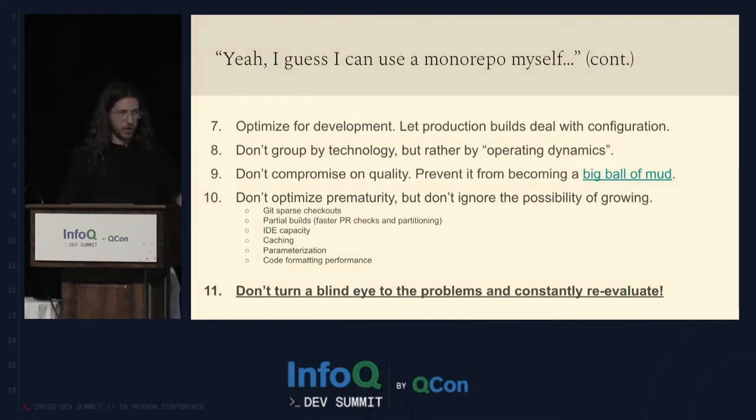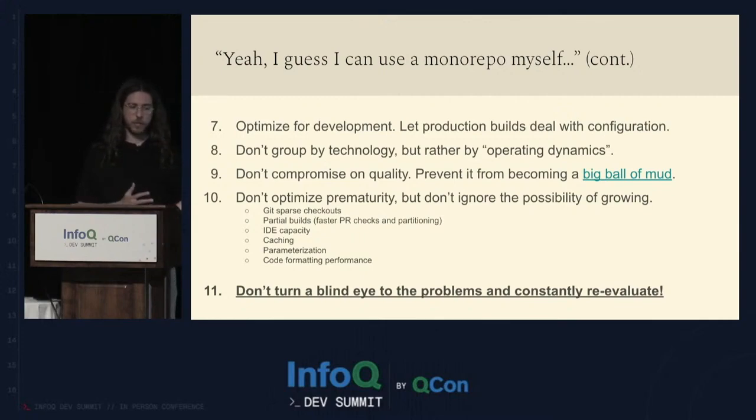So I mentioned many things like partial builds, sparse checkouts, what else is there? Caching and a unified configuration mechanism. So you don't have to have all these things to have a monorepo. Maybe your monorepo is small in the beginning, and it's fine if you have to build everything every time, right? Maybe. And 11th, I think, is the most important one.